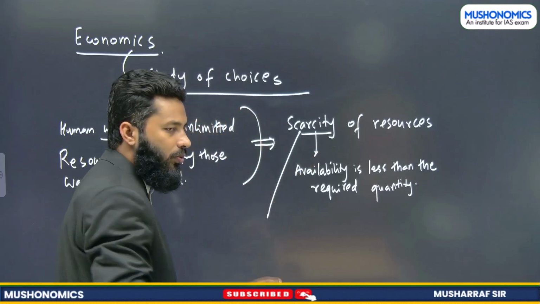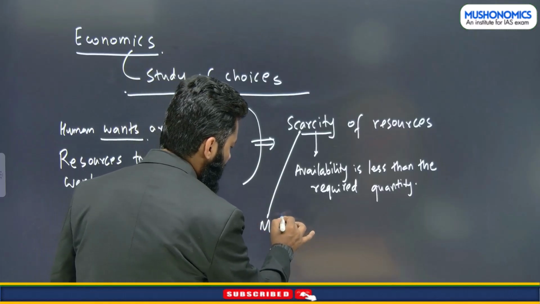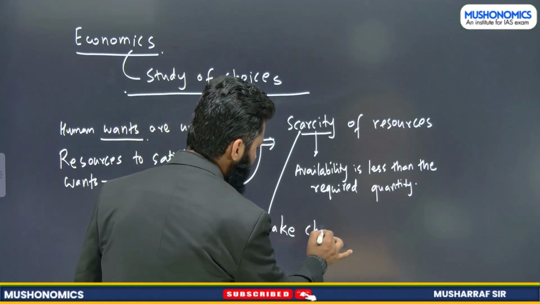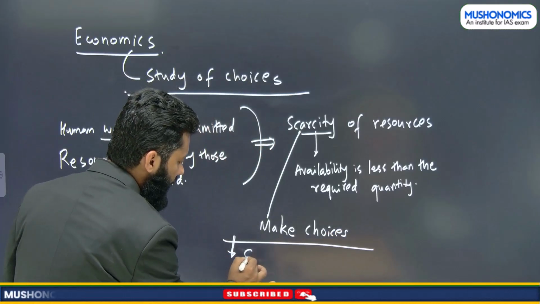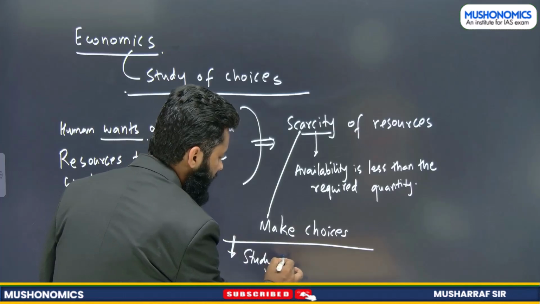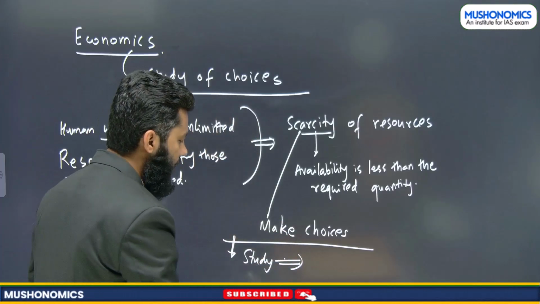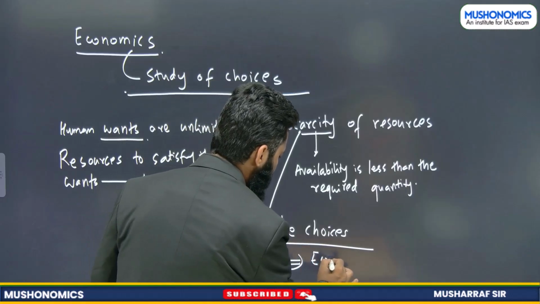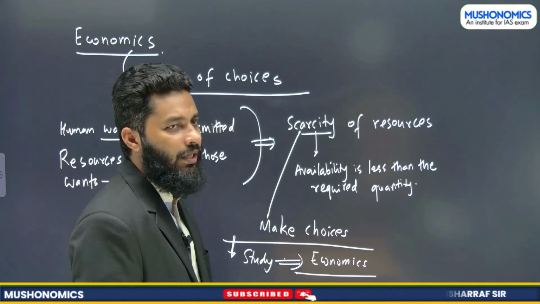When the resources are in scarcity, we have to make choices, and the study of these choices is known as what? Economics. So the study of choices in scarcity is known as economics, right? Now, what is the difference between economy and economics?